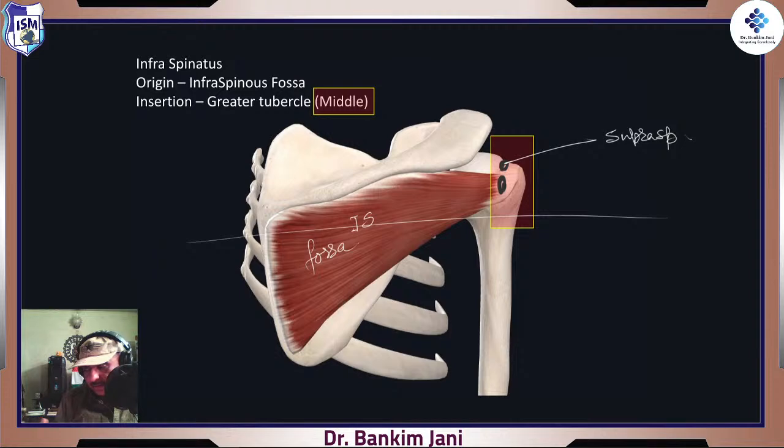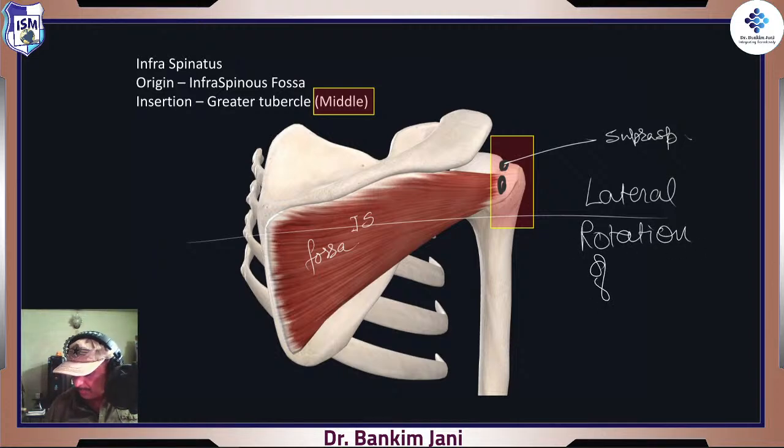So when it contracts, it will lead to lateral rotation of arm. Good. So that's how these muscles are supplied.